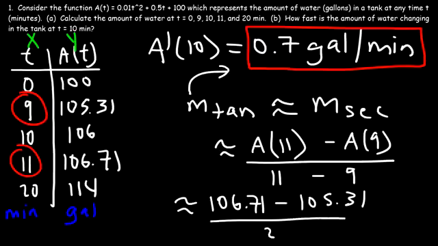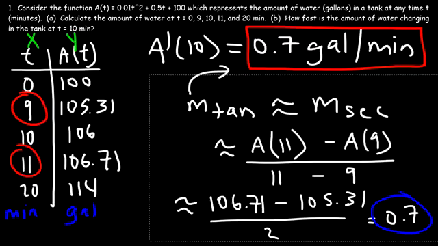11 minus 9 is 2. So if we were to plug this into the calculator, this will give us 0.7. And so in this case, the slope of the secant line is the same as the slope of the tangent line.